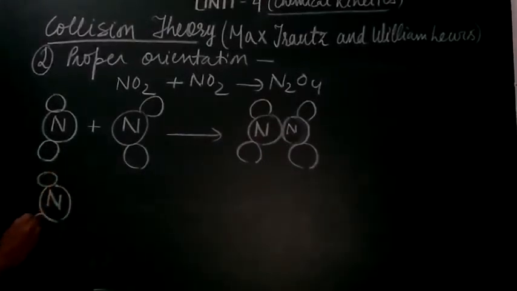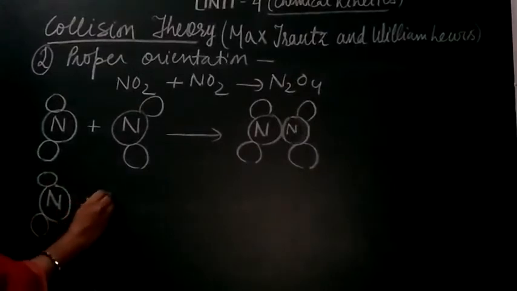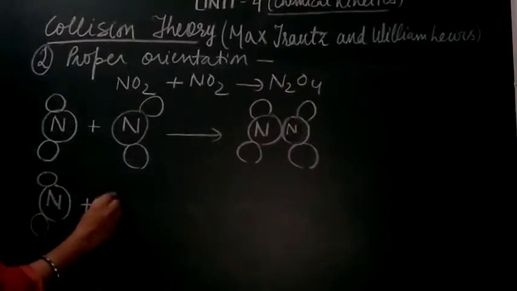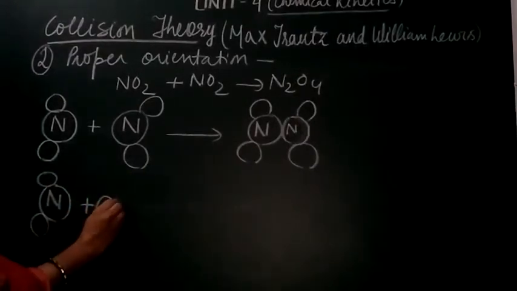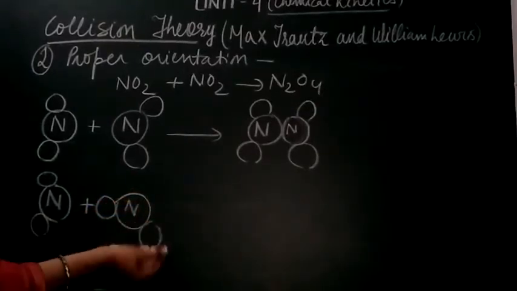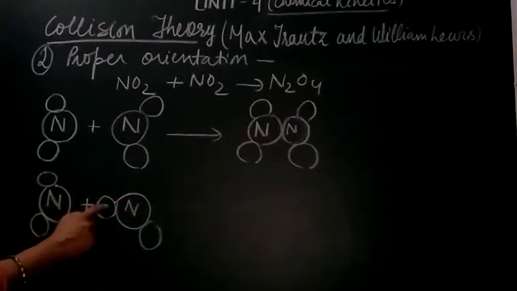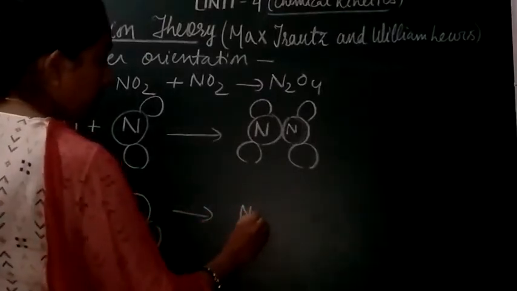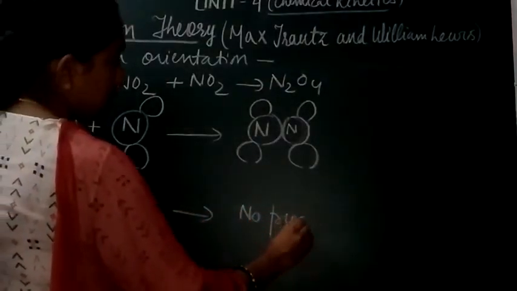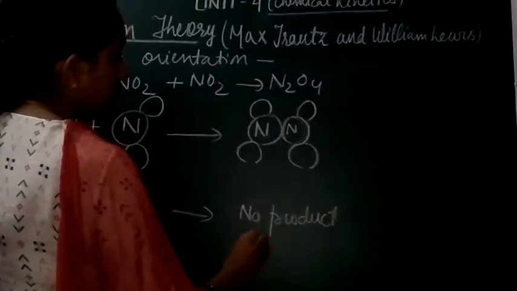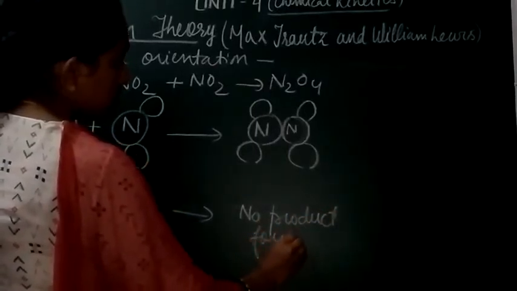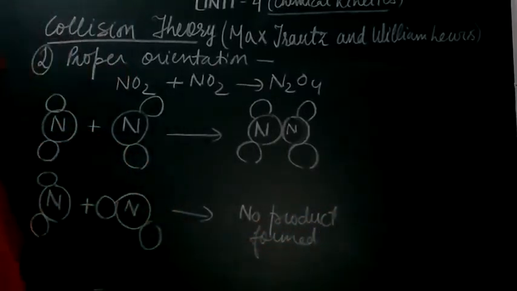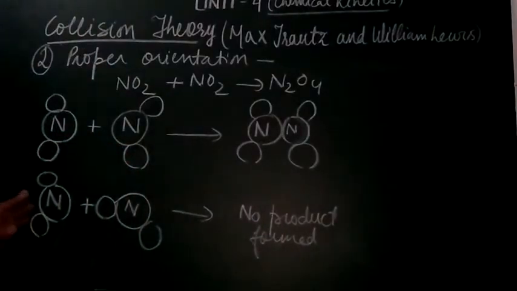Like if the orientation of the two molecules, that is the approaching molecules, is like this, this is also a chance, right? This is N, this is oxygen, the circle is indicating oxygen. In that case, there will be no product formed. So to get the product formed, there should be proper orientation, right, students?